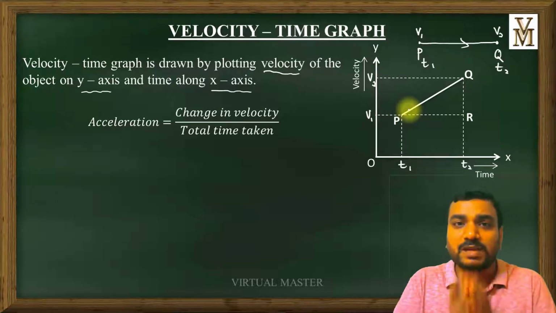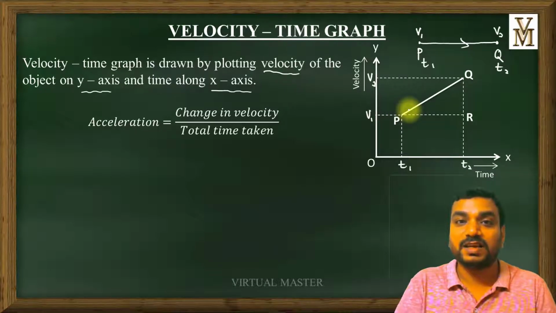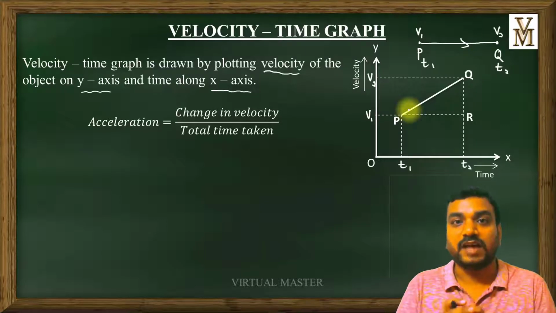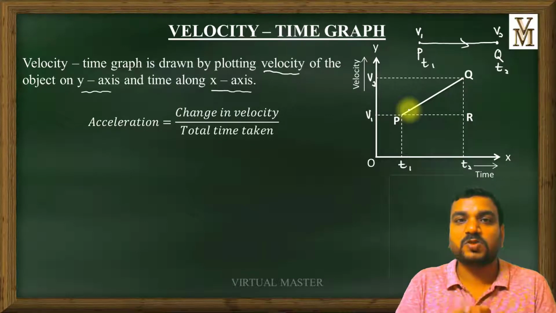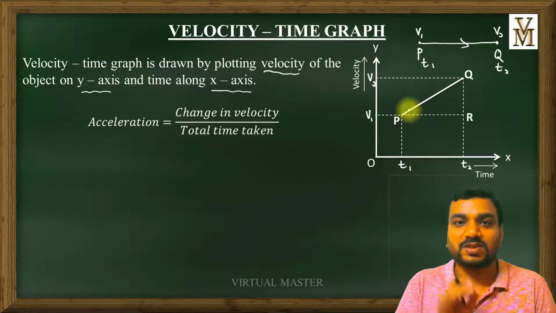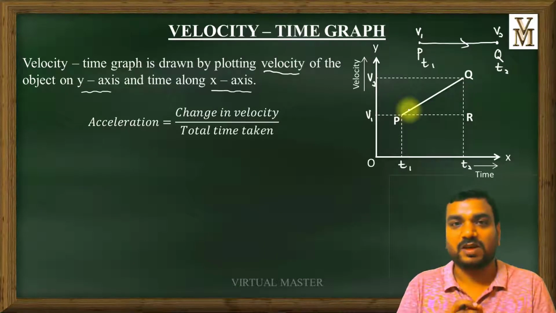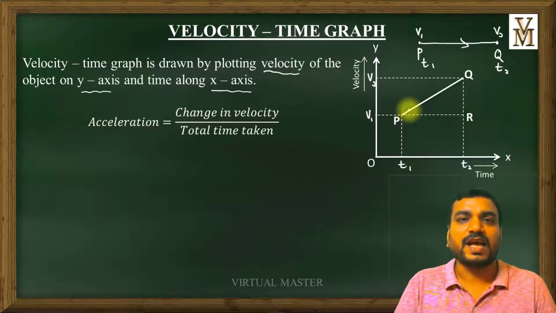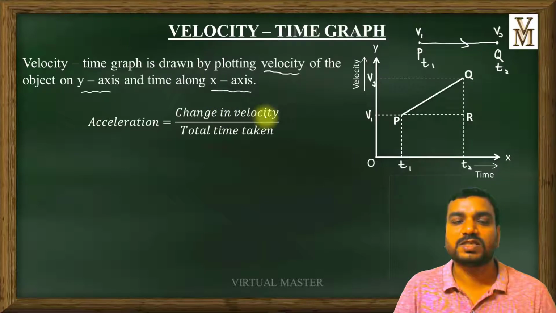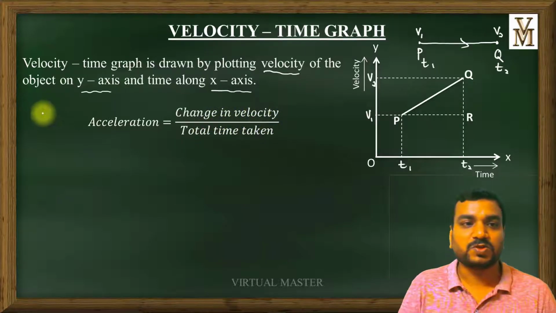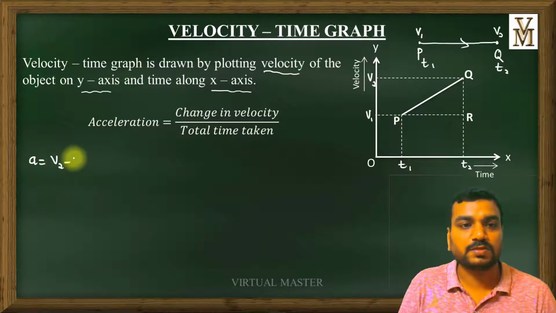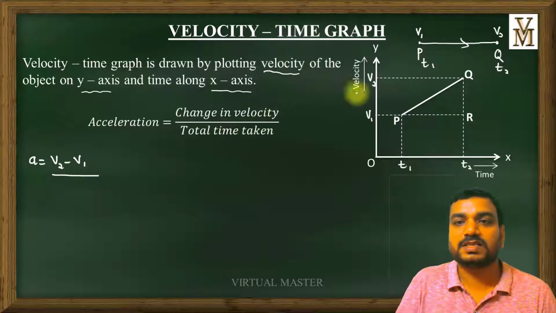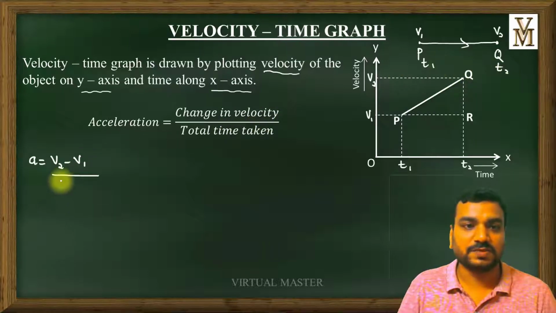Now with the help of the velocity time graph we can find the acceleration of the object, and also the distance covered by the object. By finding the slope of the curve we can find the acceleration of the object, and by finding the area under the curve we can get the distance covered by the object. We know that the acceleration of the object is equal to change in velocity divided by total time taken. So I can write acceleration a is equal to change in velocity, that is v2 minus v1, and time taken is nothing but t2 minus t1, isn't it?